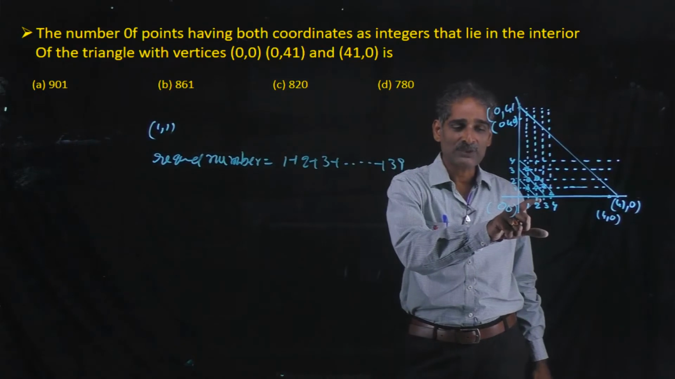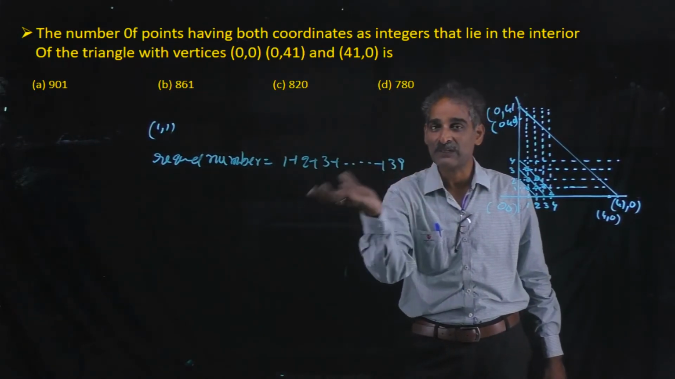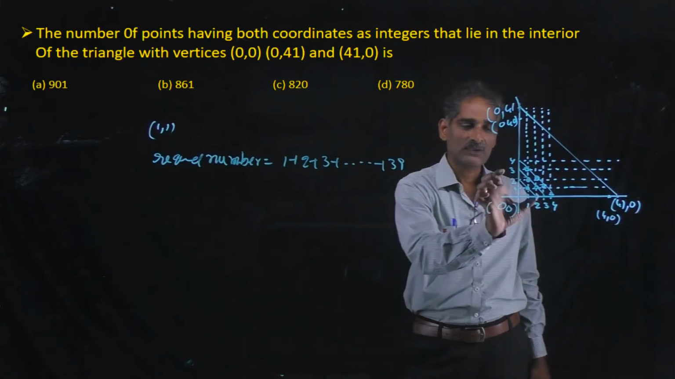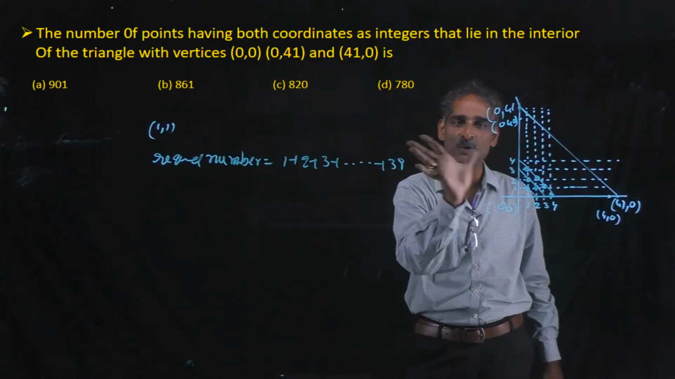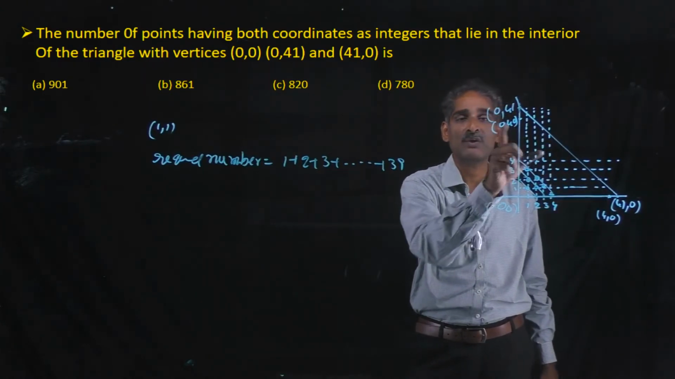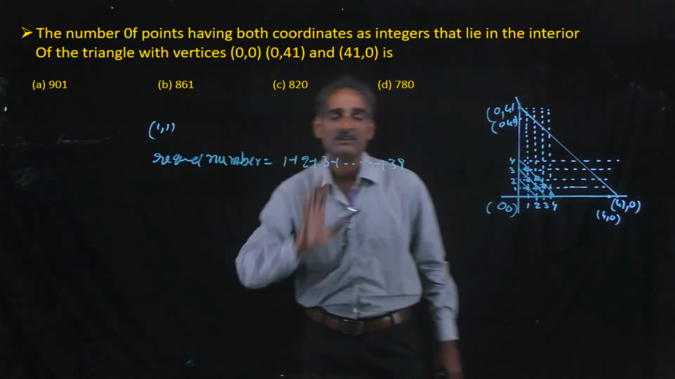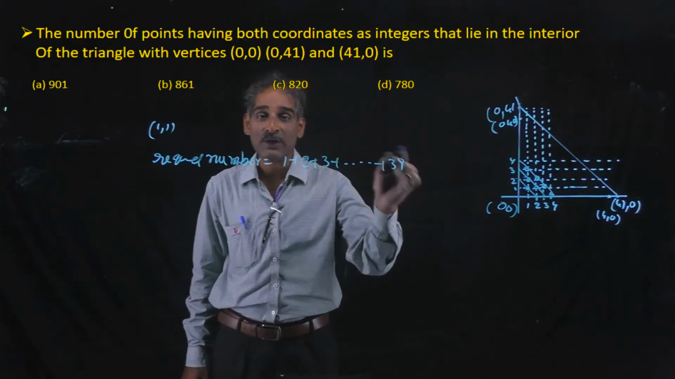The line which is passing through (2, 0) to (0, 2) contains only 1 point with the required condition. If you draw a line from these points, only 2 points, only 3 points, like that, up to (40, 0) to (0, 40), we have 39 points. These are the number of points which have integer coordinates.